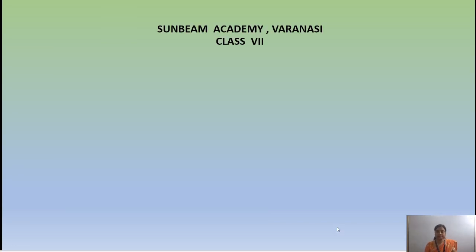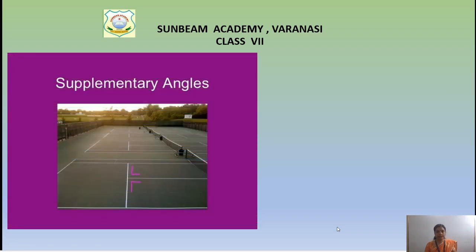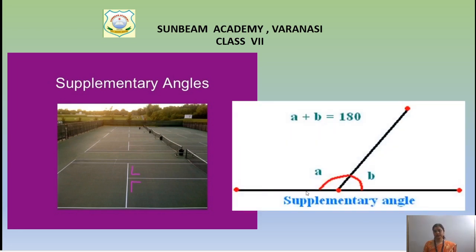Now the next one, supplementary angles, children. See, this is a court, a badminton court or tennis court. This is a tennis court, children. See the angles they are making: one is 90, the other is also 90, but the sum is 180 degrees. That's why it is an example of supplementary angles. These 2 angles, angle A and angle B, have a sum of 180 degrees, so they will be called supplementary angles. Here it is on a straight line, so definitely it will be 180 degrees.